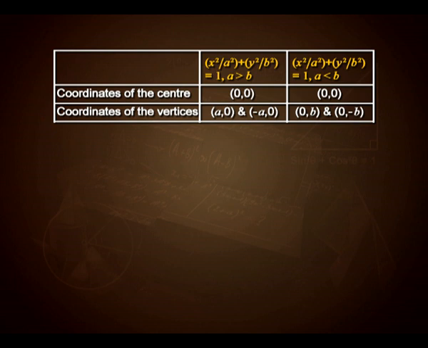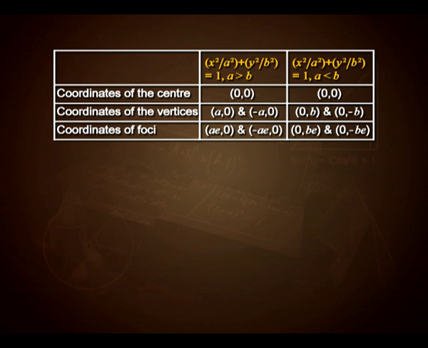For the equation x²/a² + y²/b² = 1, where a is greater than b, the coordinates of vertices will be (a, 0) and (−a, 0). And in the other case, where a is less than b, the coordinates of the vertices will become (0, b) and (0, −b). Now, look into the coordinates of foci.